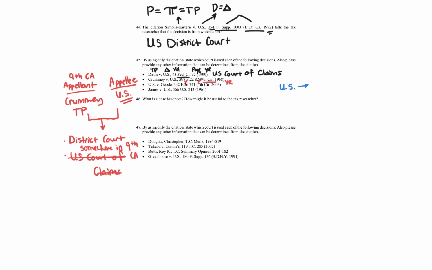U.S., I'll write over here, that party is the appellant, and that means that the U.S. lost at the trial court, and they're appealing. Good is the taxpayer.